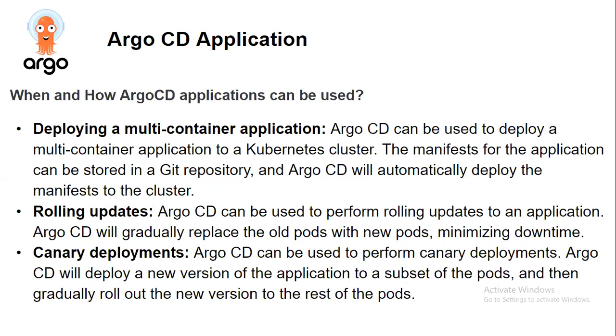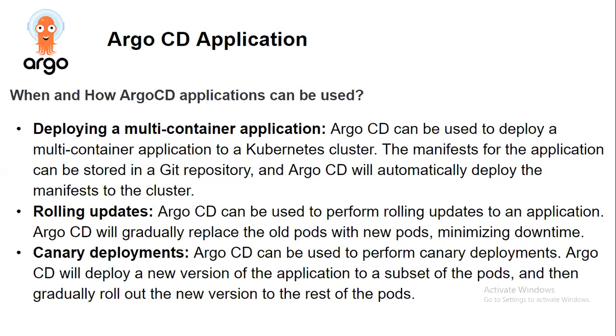Then rolling updates. Here ArgoCD can be used to perform rolling updates to an application, and ArgoCD will gradually replace the old pods with new pods, minimizing downtime. When we deploy an application, ArgoCD replaces the old pods with new pods. And when you deploy any application, you can see the timing: a few seconds ago, some minutes ago, and so on. So ArgoCD replaces the old pods with the new pods.